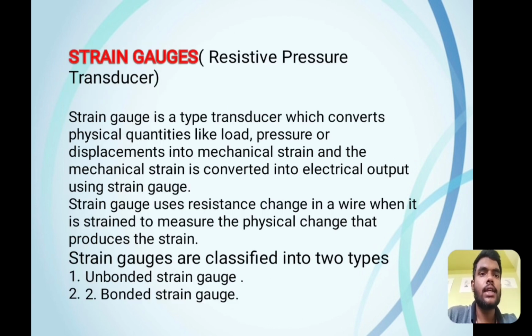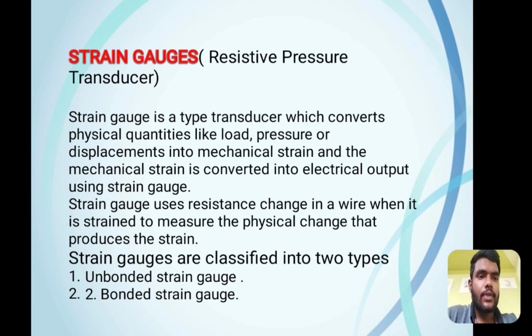Strain gauge is also called the resistive pressure transducer. Strain gauge is a type of transducer which converts the physical quantities like load, pressure, or displacement into mechanical strain, and the mechanical strain is converted into electrical output using the strain gauge. Strain gauge uses resistance change in a wire when it is strained to measure the physical change that produces the strain.